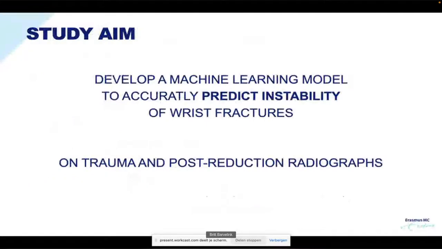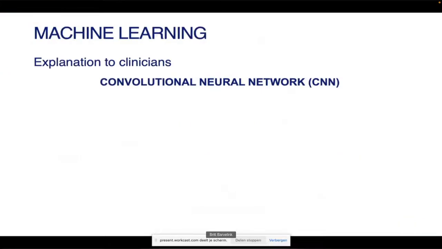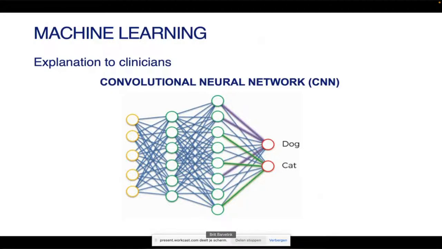And that's why our study aim was to develop a machine learning model that can accurately predict instability of wrist fractures by only looking at trauma and post-reduction radiographs. So machine learning, for you, I think it's a piece of cake. You're probably the first audience that doesn't need a lot of explanation about this topic. But for this model, we use a convolutional neural network structure. And when I explain convolutional neural networks to clinicians, I always end up with this example that we try to mimic our human brain that is able to make predictions based on pattern recognition.